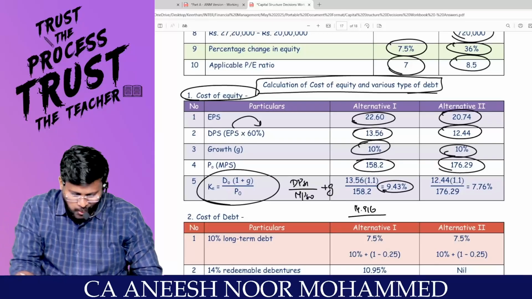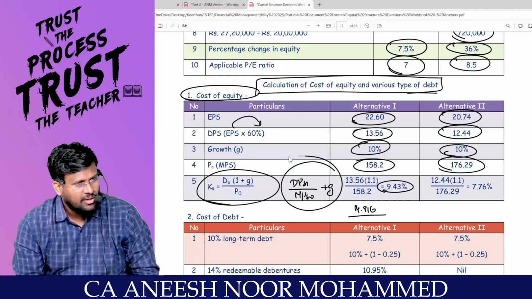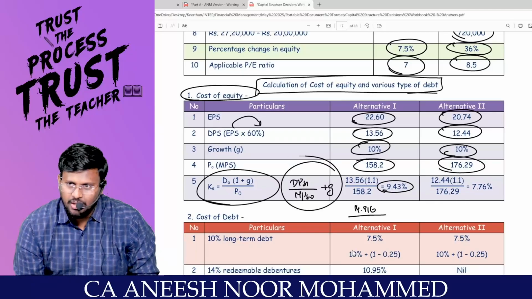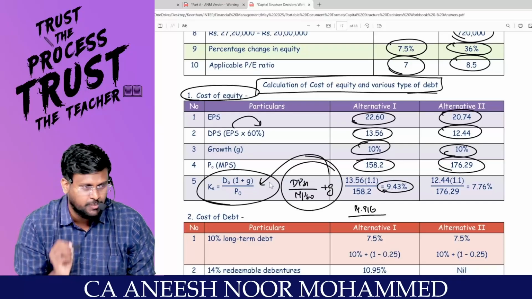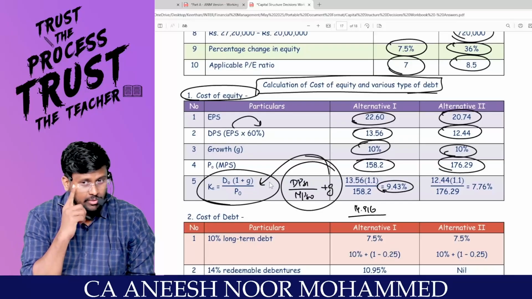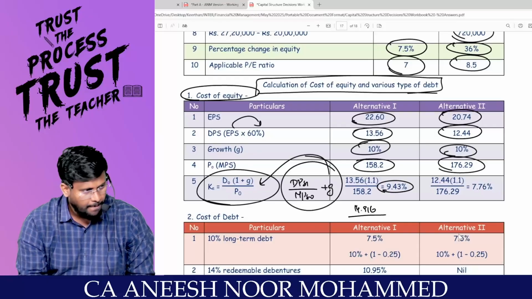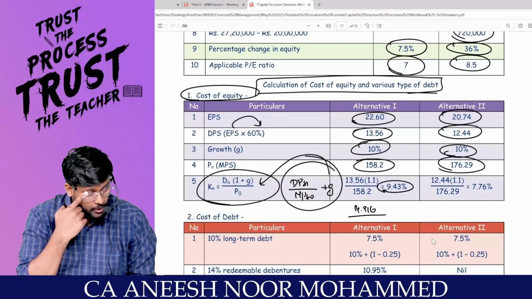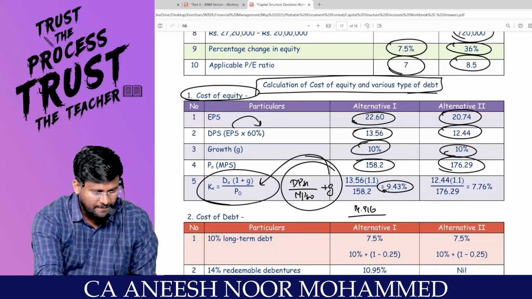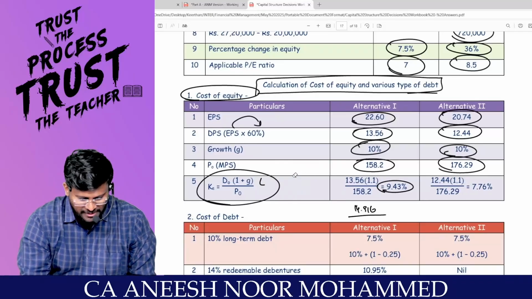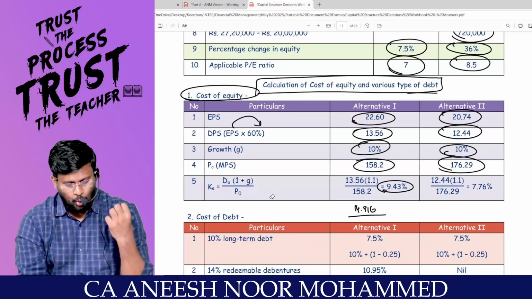Sir, actually, do you know this formula? DPS 1 divided by MPS 0 plus G. Why has this formula not been used? Why has DPS 1 divided by MPS 0 been used? They are going to introduce, right? 60% this year they gave dividend, 40% they are holding.